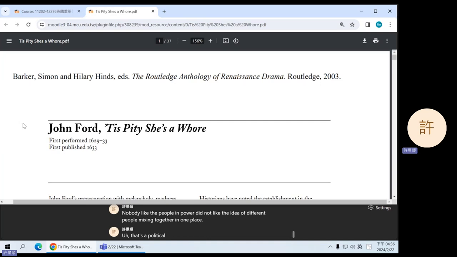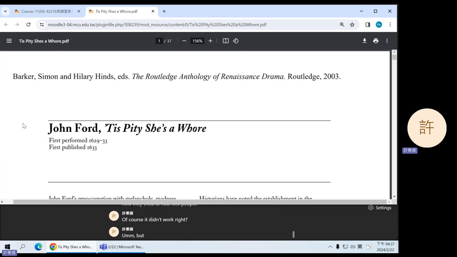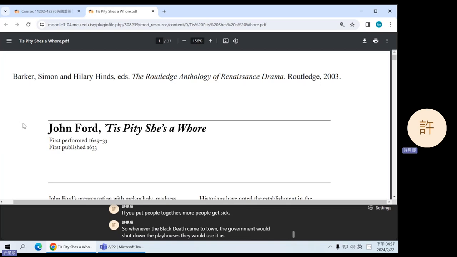That's a political reason, but there's also a public health reason. In this period, the biggest disease, the most serious disease, was the Black Plague. At that time, they did not know about germs. They did not know how people caught disease. They thought it was bad air and poor religion. So when people got sick, they would use incense and smoke and pray to God. And that's how they tried to heal sick people. Of course, it didn't work, right? But at least they knew that somehow, if you put people together, more people get sick. So whenever the Black Death came to town, the government would shut down the playhouses. They would use it as an excuse to shut down the playhouses.